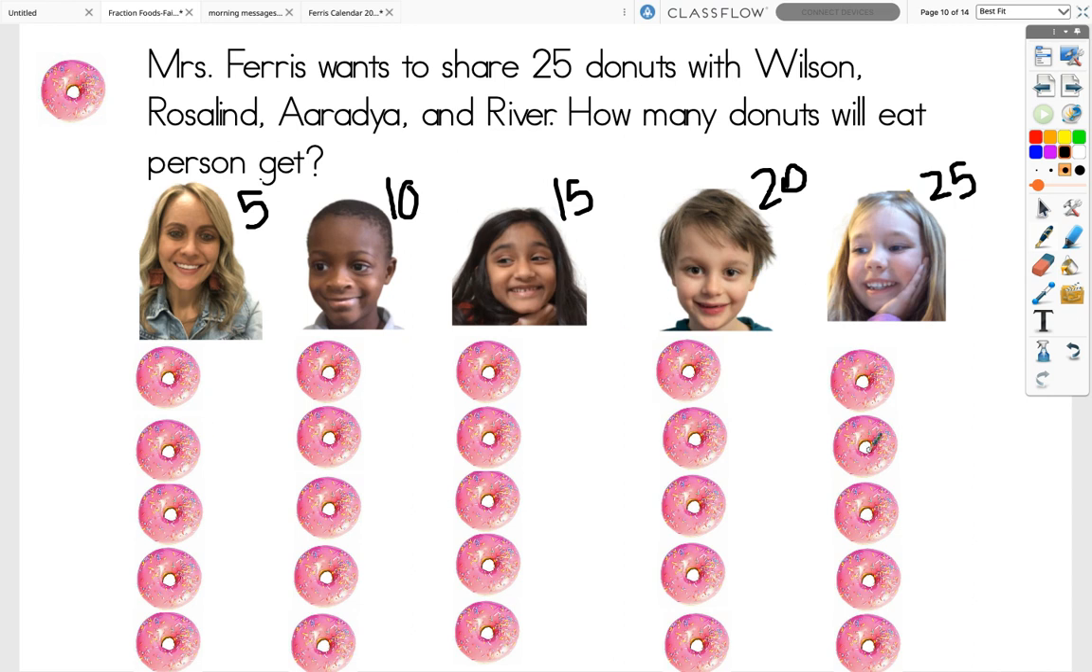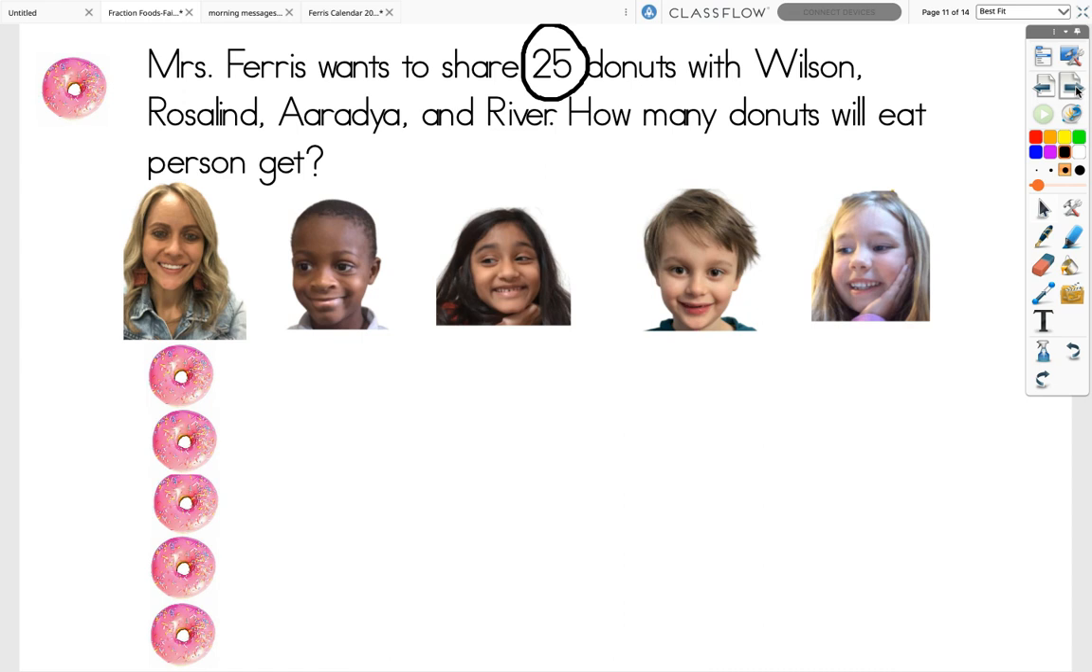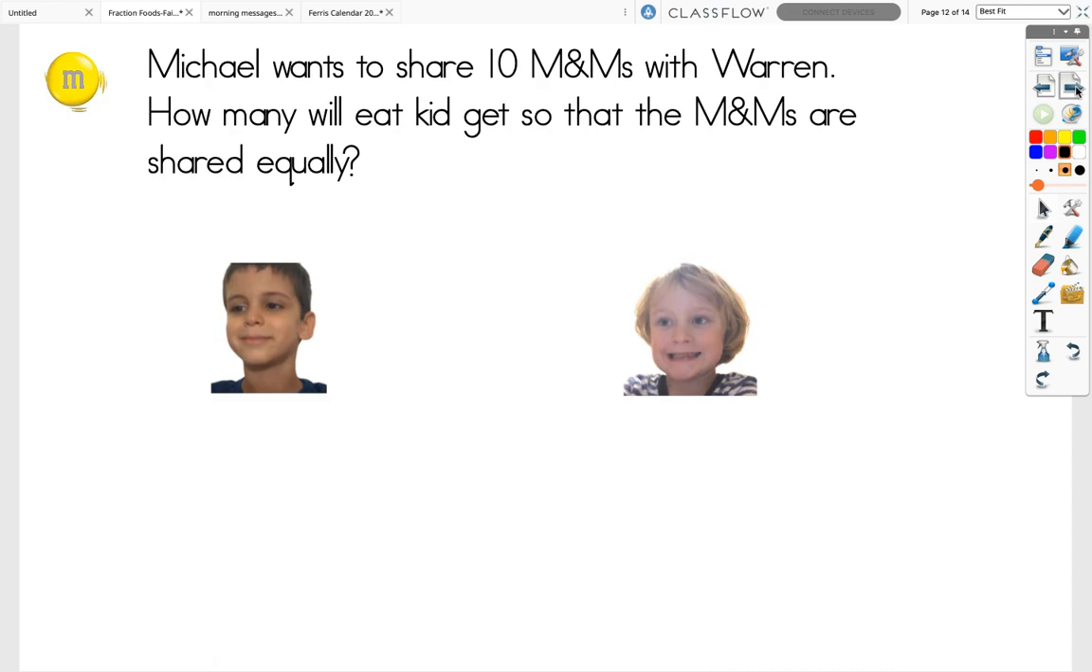And that can help us to think about how we can solve that problem a little bit quicker. Now, if that's kind of confusing for you, and as I'm explaining it to you, it's kind of confusing for you, then you go ahead and just count out 1 donut per person. It's okay if it takes you a little bit of time since this is brand new to us. I was just trying to think of another strategy that we could use to help us solve this equal sharing problem. We're going to do another one now.